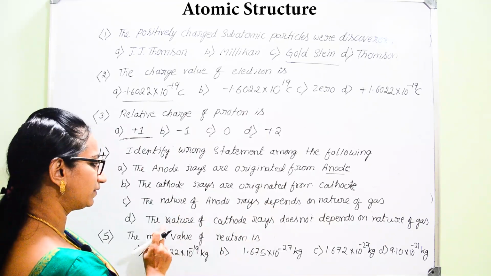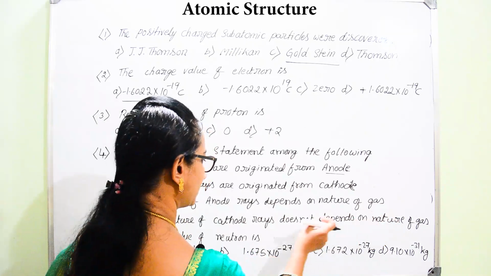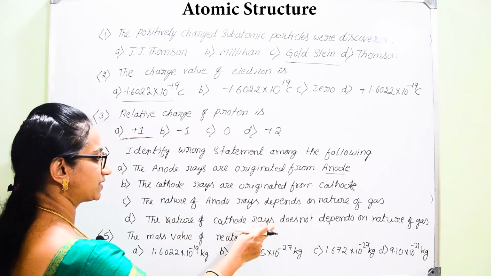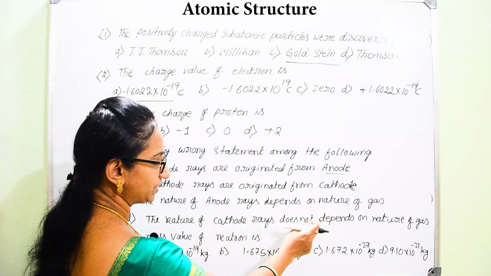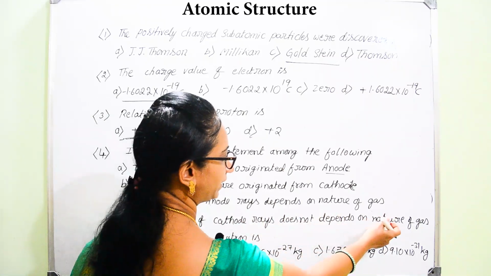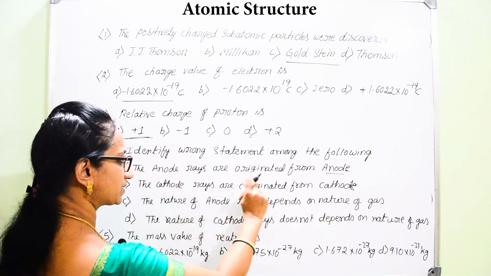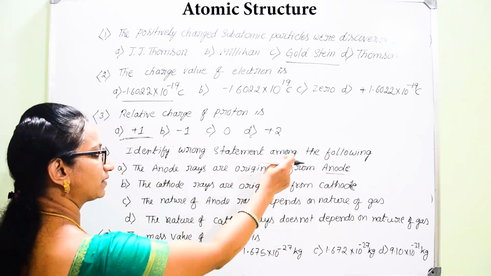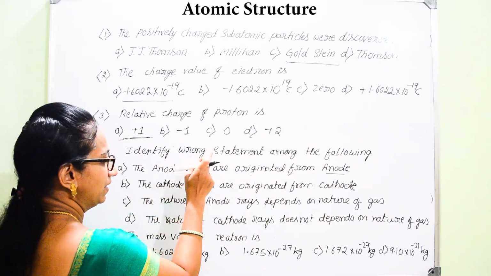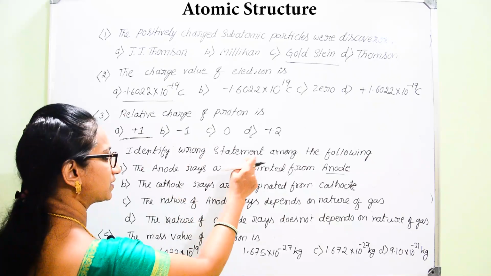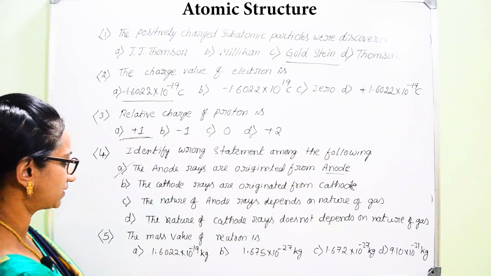And the fourth statement, the nature of cathode rays does not depend on the nature of the gas. Of course, it is also a correct statement because cathode rays contain electrons, and the nature of electrons does not depend on the nature of the gas. Therefore, which is the wrong statement? Option A is the wrong statement, but it is the right option, because in the question they asked to identify the wrong statement among the following. So option A is the right answer.